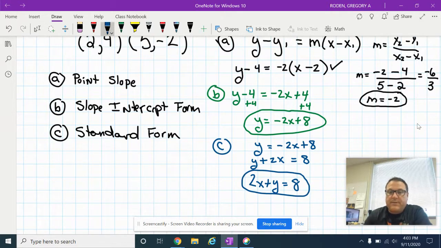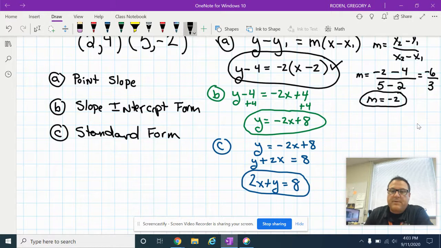equation in standard form. So what do we have here? Let me just make sure. We have point slope right here. We have slope intercept, and we have standard. Again, all three of these answers have the same value, okay? All three of these have the same value.